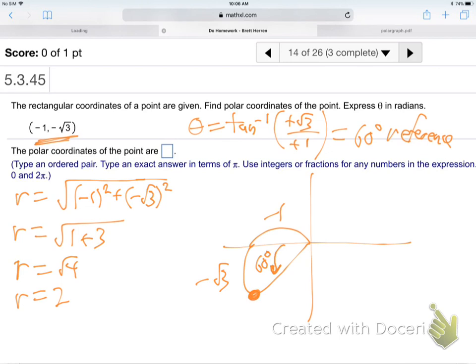So how do you find the actual angle? 180 plus. Good. Everybody see that? Everybody good with that? I'm getting more and more comfortable for y'all.